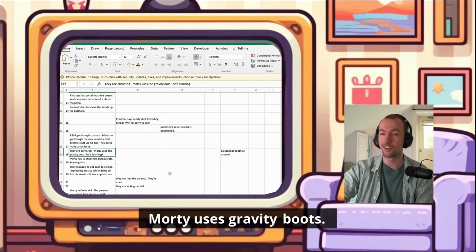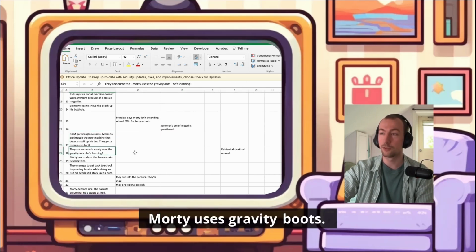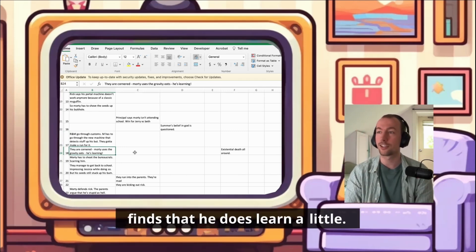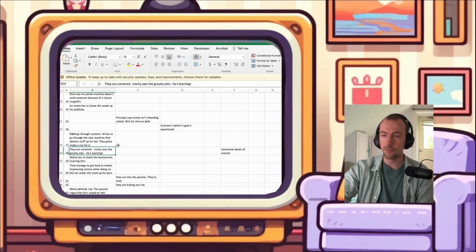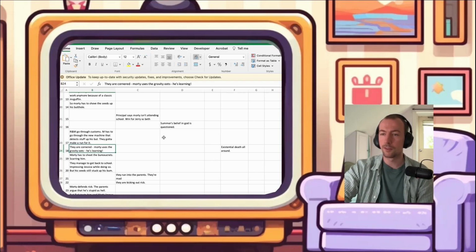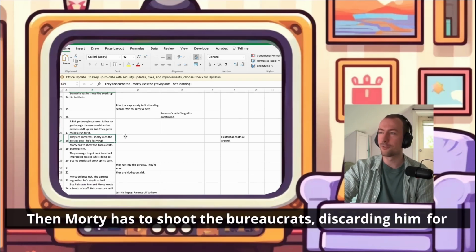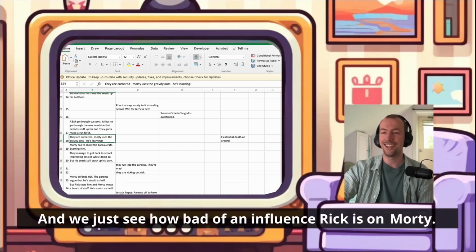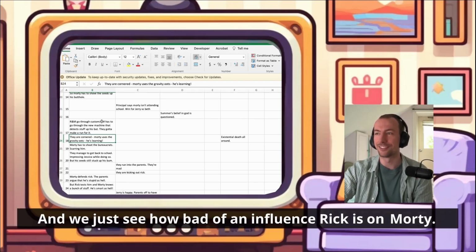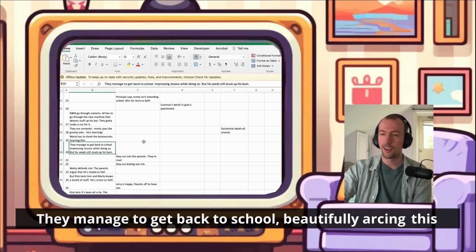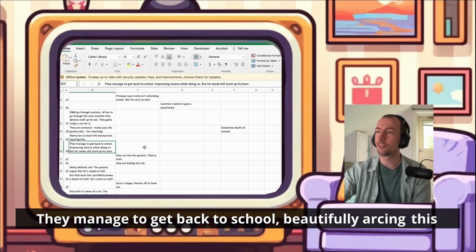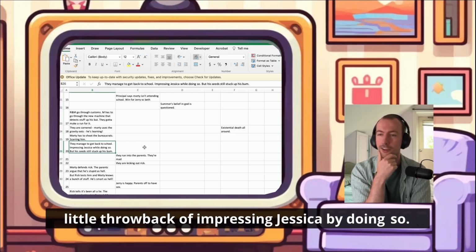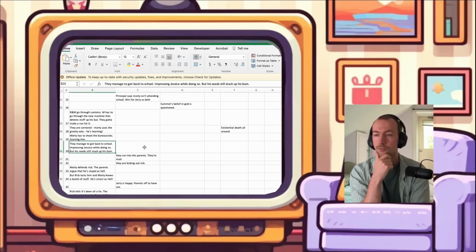They're cornered. Morty uses the gravity boots. Oh, he's learning. That's actually one of the more interesting finds, that he does learn a little. Then Morty has to shoot the bureaucrats, scarring him for life, basically. So very, very bad influence, right? And we just see how bad of an influence Rick is on Morty. They manage to get back to school, beautifully arcing this little throwback of impressing Jessica while doing so.